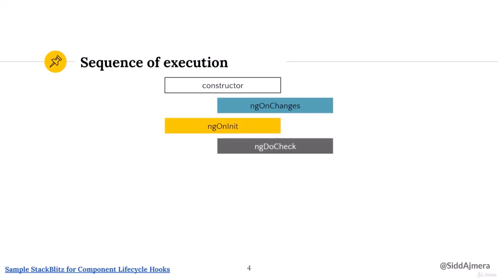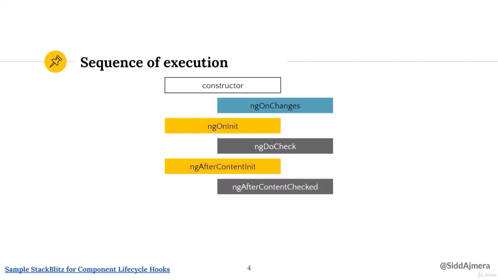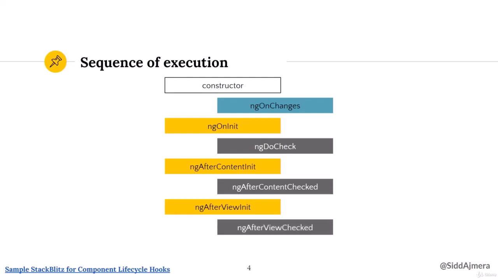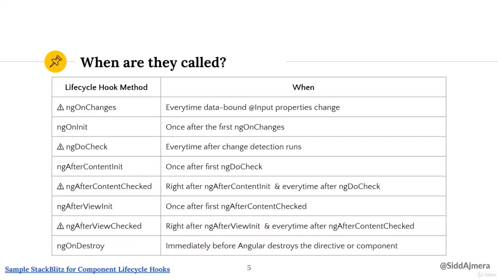After ngOnInit, ngDoCheck gets called, then ngAfterContentInit, then ngAfterContentChecked, then ngAfterViewInit, then ngAfterViewChecked, and finally we have ngOnDestroy. Now these are a few lifecycle hooks that you will eventually wrap your head around, but just don't worry about them at the moment if you're not really able to understand everything just yet. With time, you'll get a hold of it, and then you'll actually feel a lot more comfortable using these lifecycle hooks. So, when exactly are they called, by the way?